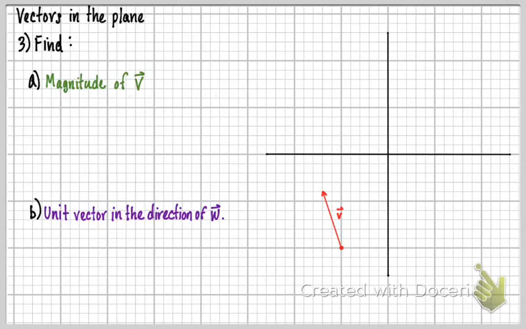So this problem says find the magnitude of V. What we're going to do first is create the standard position vector for this vector V we have here. So think about what that means. That means I'm going to take this point here, which is the initial point, and move it to the right and up so that it's here at the origin.